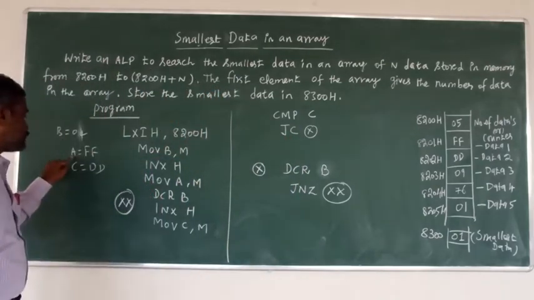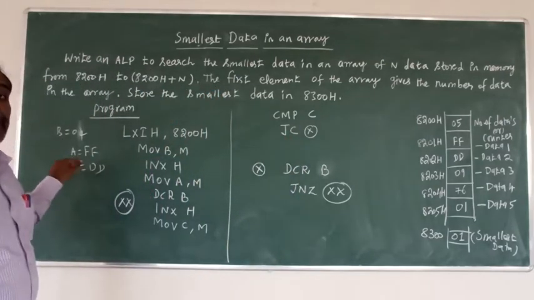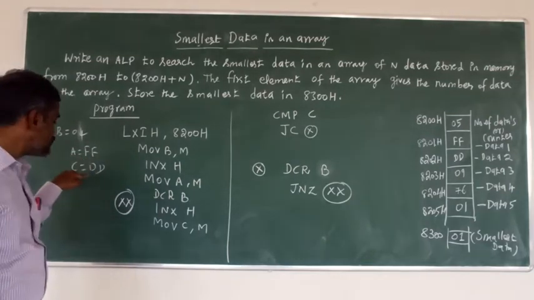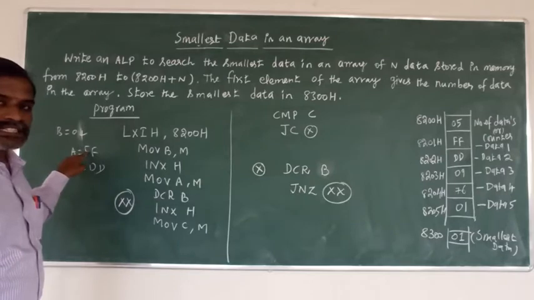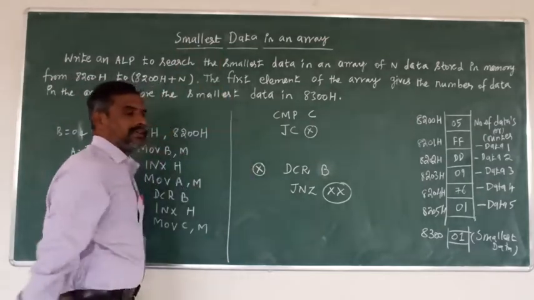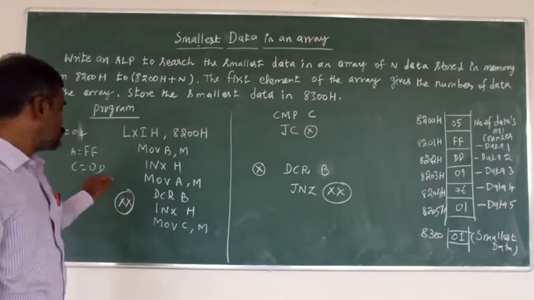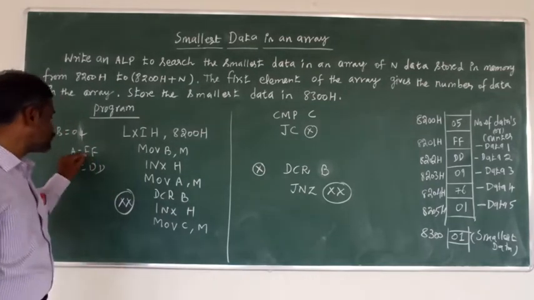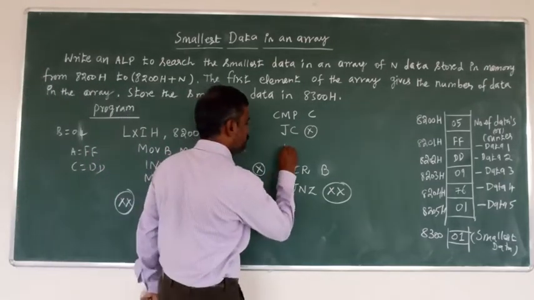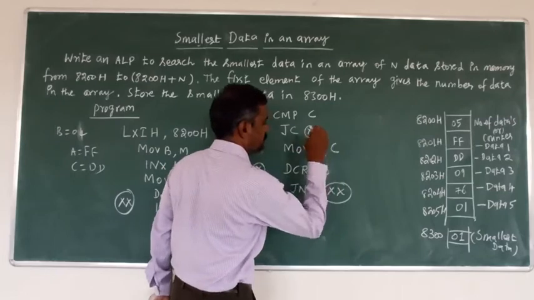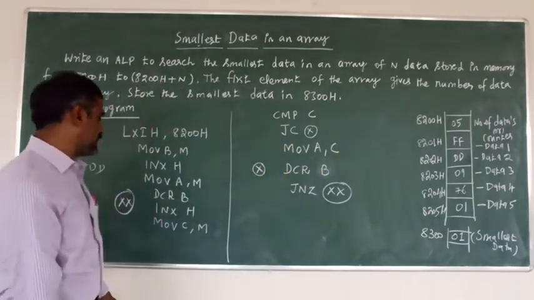Here the C register has the lowest data compared with the A register. Now the C register data is moved to the A register. Here the smallest data should be in the accumulator. The C register data is moved to the accumulator. Now MOV A, C. Now C data is moved to the A register.